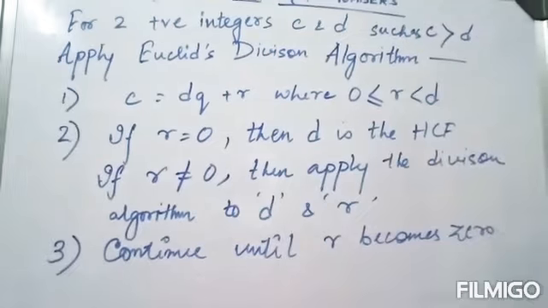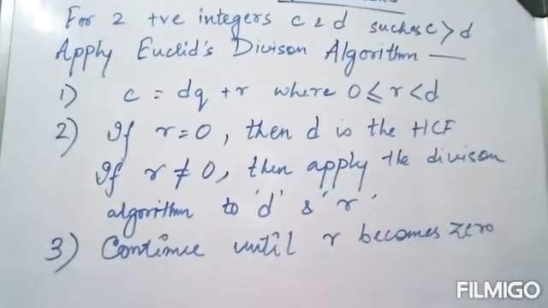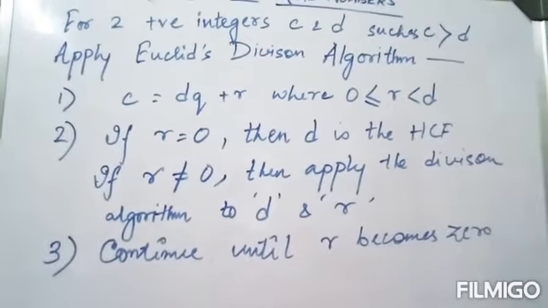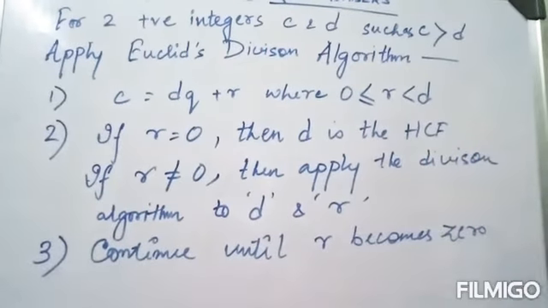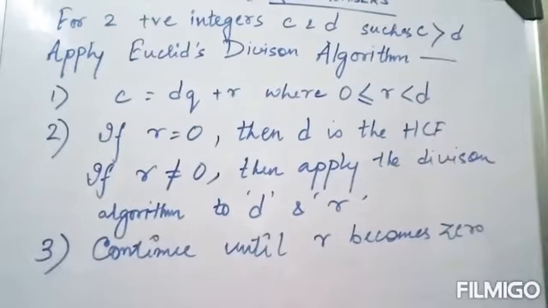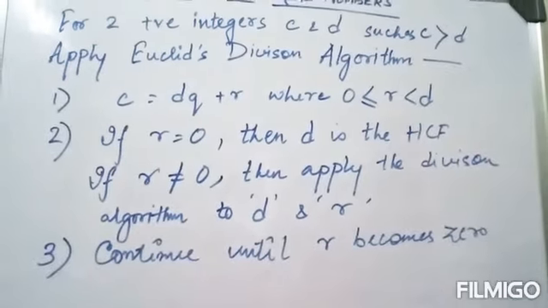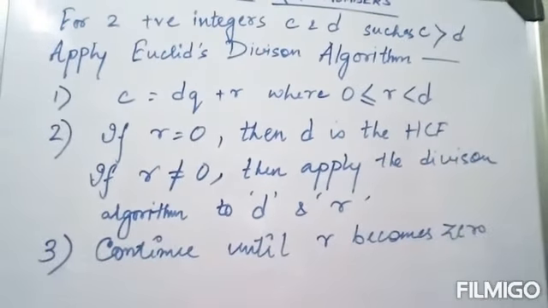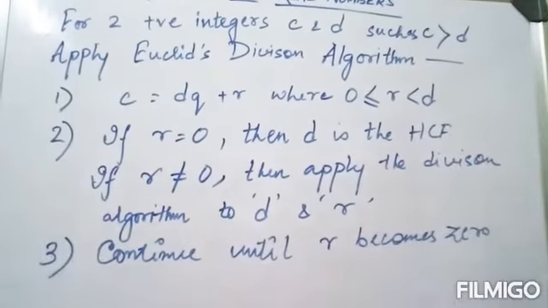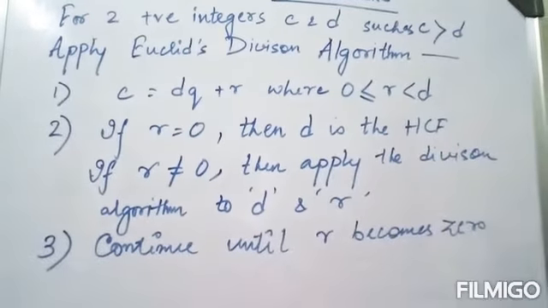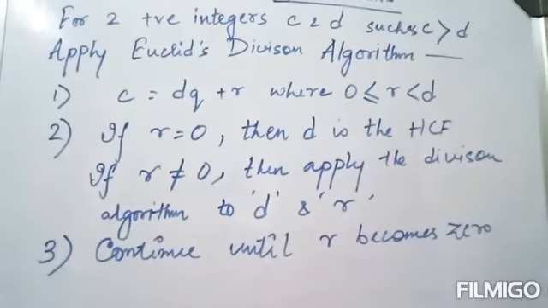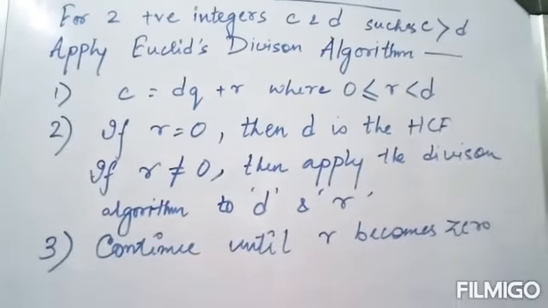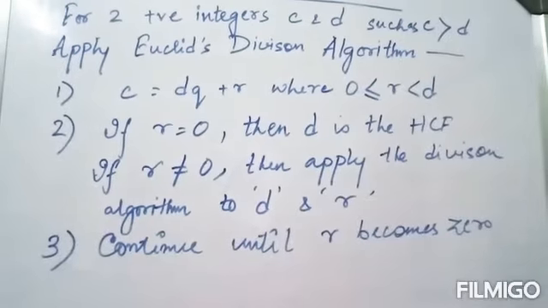Now if you use Euclid's division algorithm, C is equal to dq plus r, where r will always be greater than or equal to 0 and less than d. And if r comes as 0, that means the division cannot proceed further, then whatever is in place of d will be the HCF of the numbers.